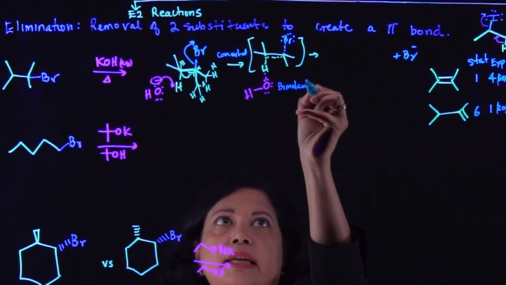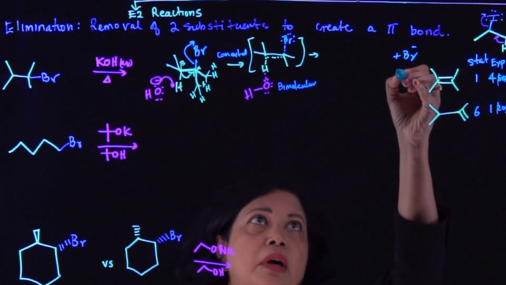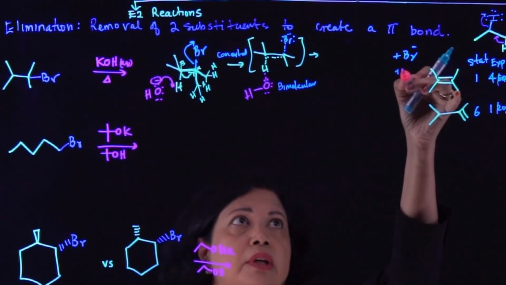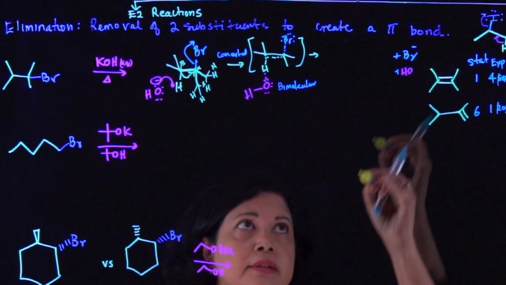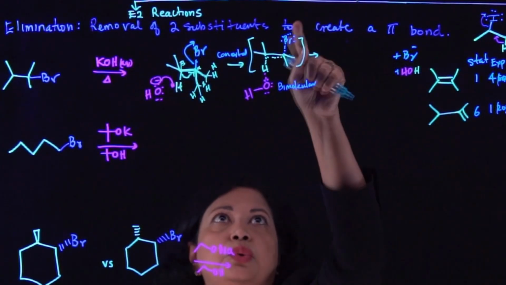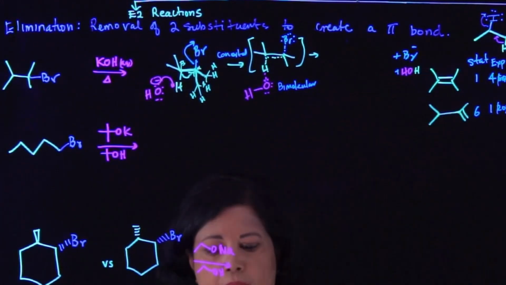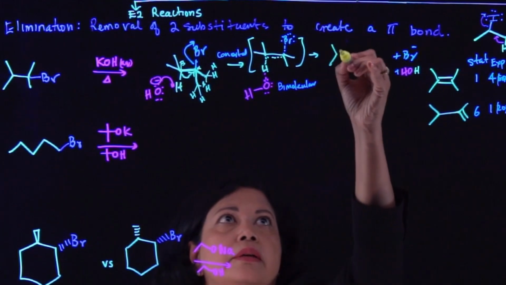And they have to leave. So water is leaving, bromide is leaving. Everyone says, I want out of here. So that's why we call it an elimination. Elimination always creates a pi bond. So 2 substituents are removed, bromide and the hydrogen, to create a pi bond. So that's exactly what we're doing here.